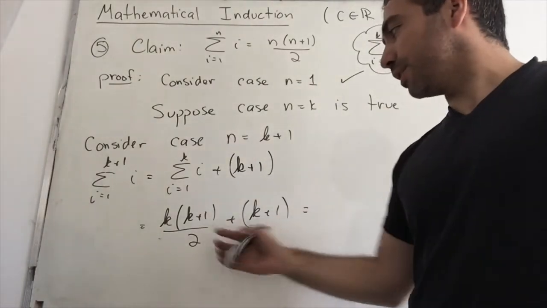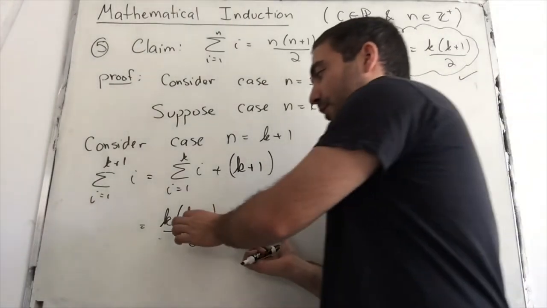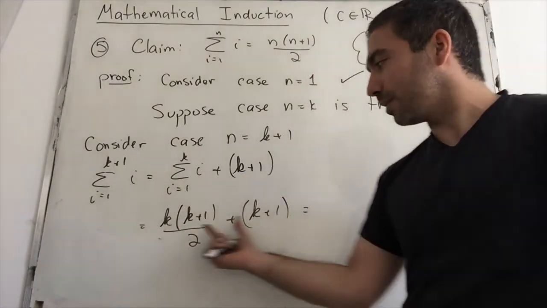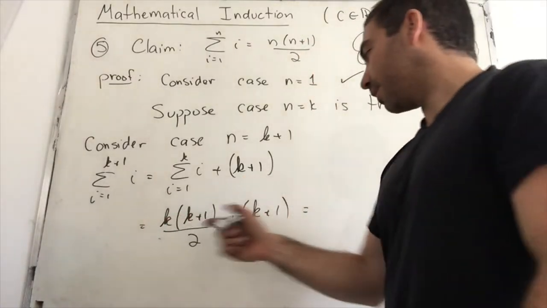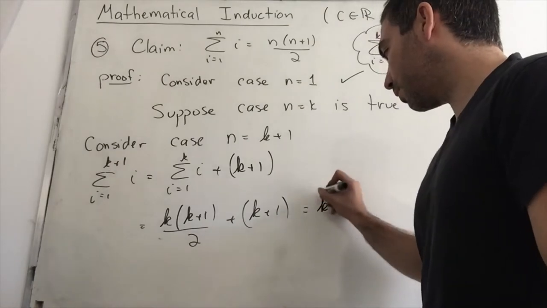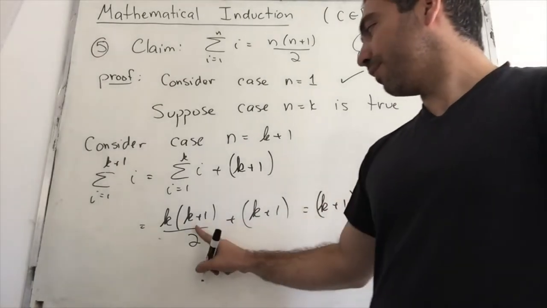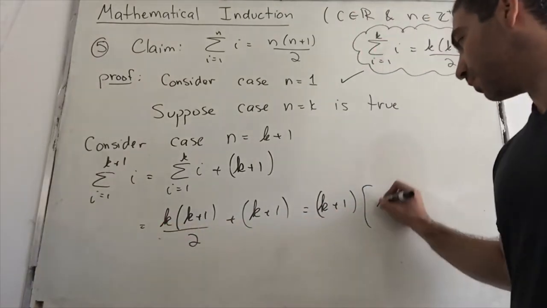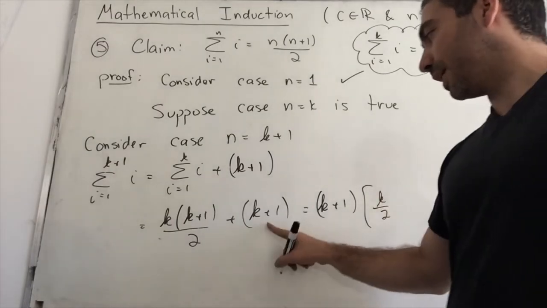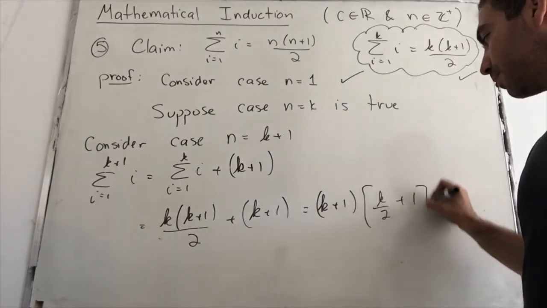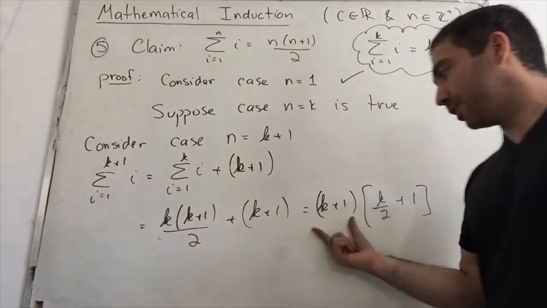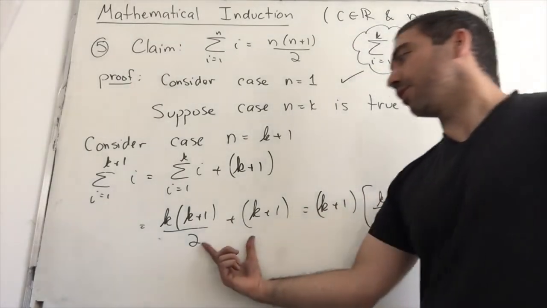Okay. Here, what we could do is, from this first term and the second term, we could factor out a k plus 1. Not the only way of doing this, but I always like to factor. So if we factor out a k plus 1, what are we left with? Well, here, if we take out the k plus 1, we're left with k over 2. And here, if we take out a k plus 1, we're left with just 1. You could check this by distributing this back in to see if you get back what you started.